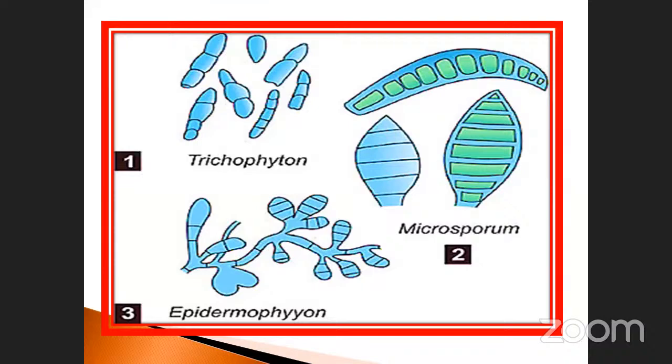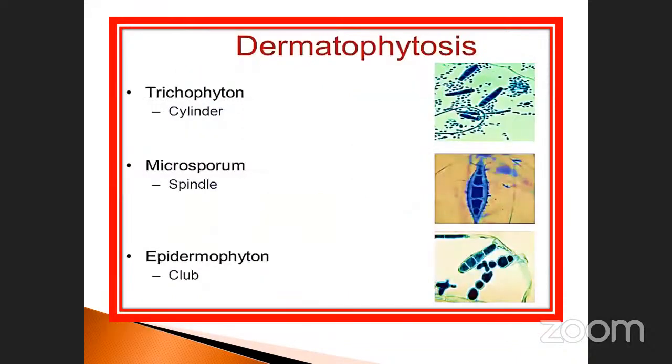The structure will be given here. Okay, go to the next one. So note it down. This is very, very important. See, Trichophyton is which shape? Cylinder shape. See the structures. And Microsporum is a spindle shape. Epidermophyton is a club shape. So these 3 have been classified depending upon the shape of the fungus: cylinder, spindle, club.